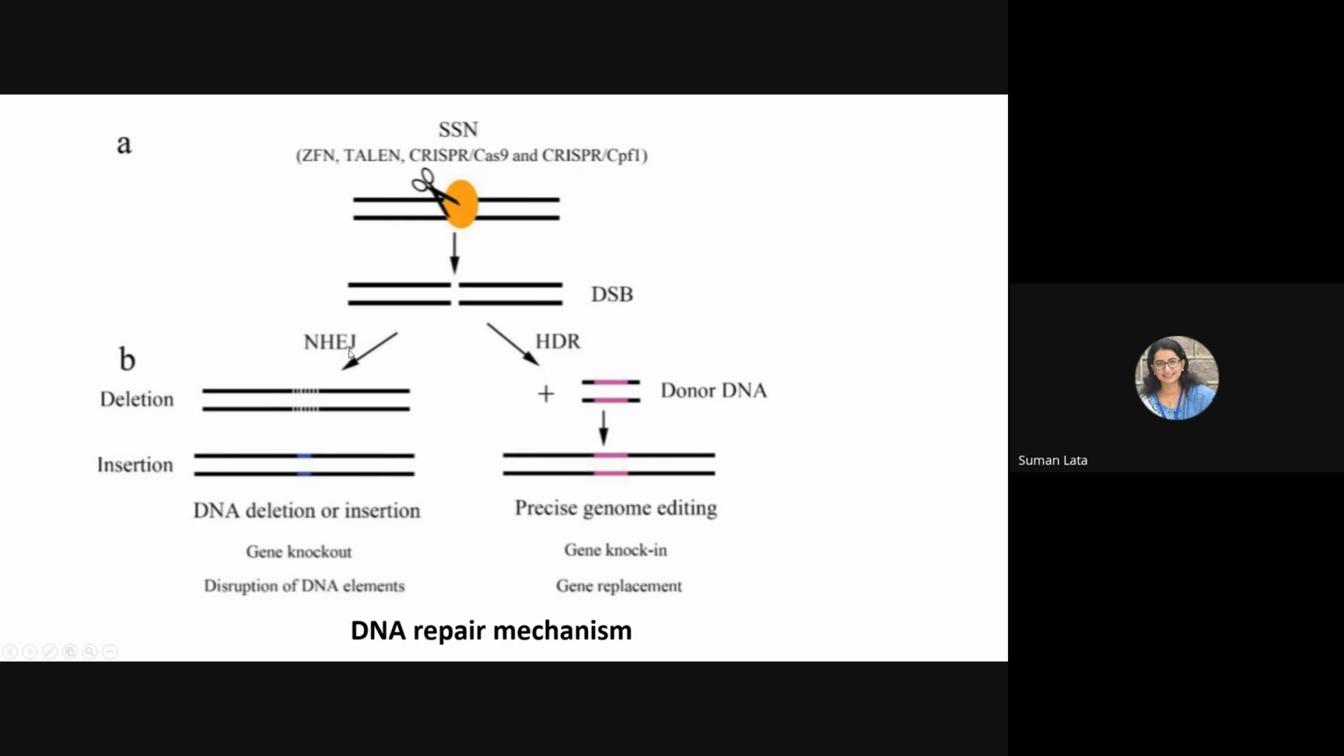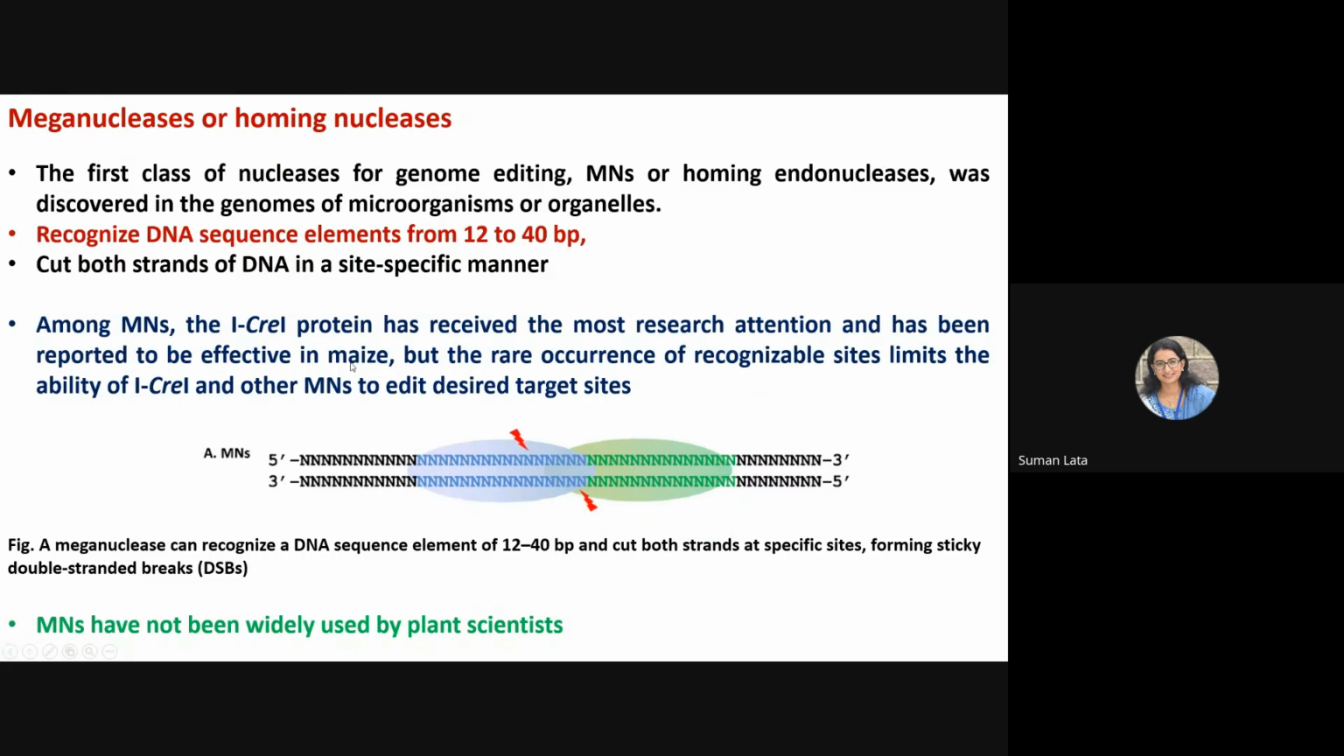In case of plants, mainly NHEJ is used because it has the higher efficiency. So coming to the different kinds of nucleases. The first class of nucleases which were used for genome editing are the meganucleases or homing nucleases.